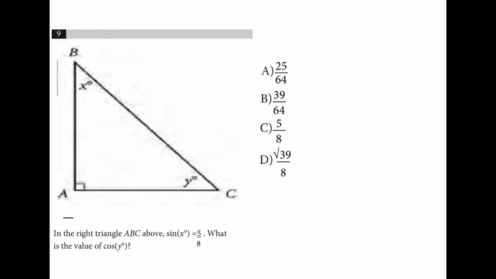So if sine of x is 5 over 8, that's opposite over hypotenuse. So cosine of y is also 5 over 8. Because for cosine, with this angle, it's adjacent over hypotenuse.